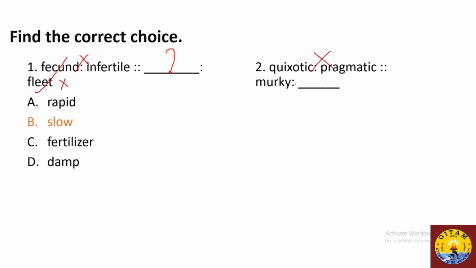Antonym analogy. I want the opposite of murky. Now think, what is the opposite of murky? Murky means muddy, dirty. Now I want the opposite. I know your eyes are looking at the answer right now. The answer is clear. I want the opposite. None of the options fit in the blank, but clear.